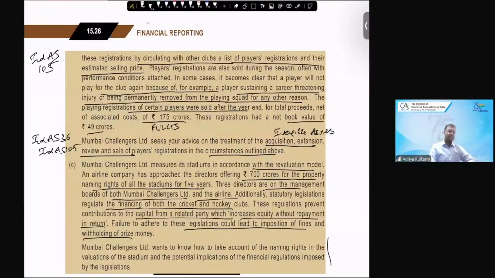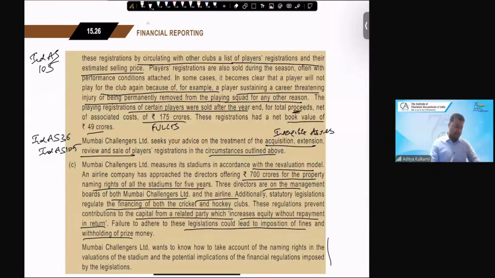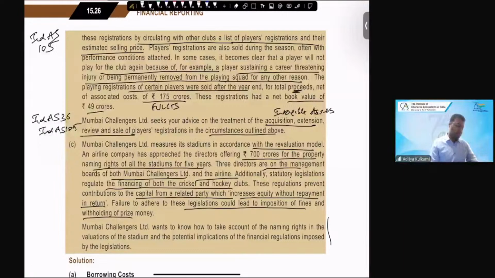Company actively markets these registrations by circulating with other clubs a list of players' registrations and their estimated selling price. Players' registration are also sold during the season, often with performance conditions attached. In some cases, it becomes clear that a player will not play for the club again because, for example, a player sustaining a career-threatening injury or being permanently removed from the playing squad for any other reason. The playing registrations of certain players were sold after the year end for total proceeds net of associated cost of 175 crores. These registrations had a book value of 49 crores. Mumbai Challengers seeks your advice on the treatment of the acquisition, extension, review, and sale of players' registration in the circumstances outlined above.